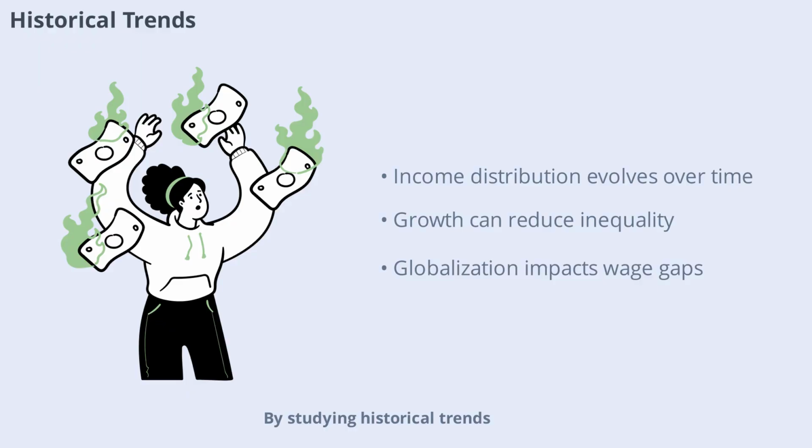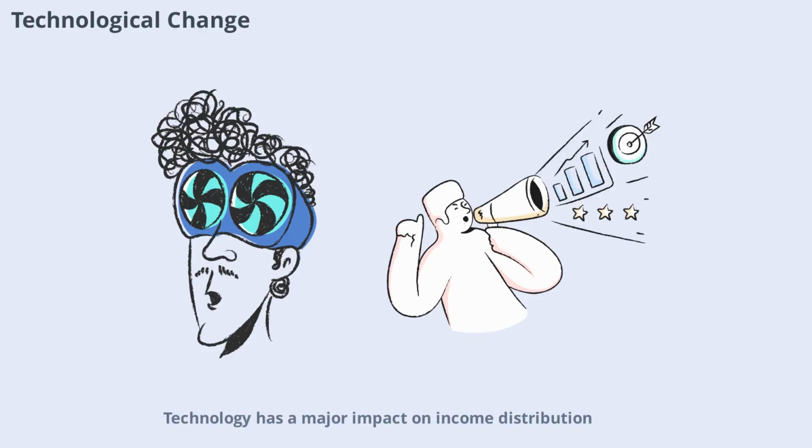By studying historical trends, we can better understand the forces shaping income distribution today. Technology has a major impact on income distribution. Automation and digitalization can increase productivity but may also displace certain jobs, affecting wage structures. High-skilled workers often benefit the most, while low-skilled workers may face greater risks. Policymakers must consider these dynamics when designing wage policies and supporting workers through education and training programs.